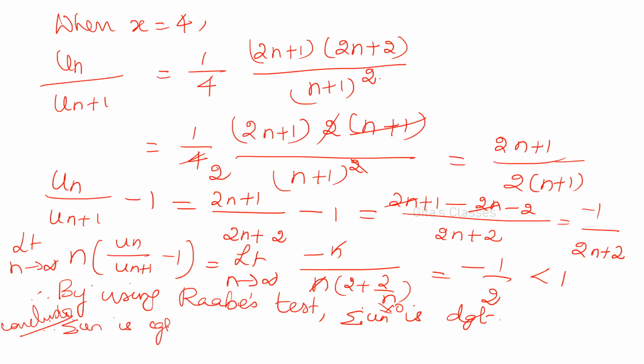Sigma un is convergent if x is less than 4. Strictly less than 4. And sigma un is divergent when x is greater than or equal to 4. For greater than 4 also divergent, equal to 4 also divergent. Therefore, combining these results, we are getting this. Okay. With this, RAPS test is over.